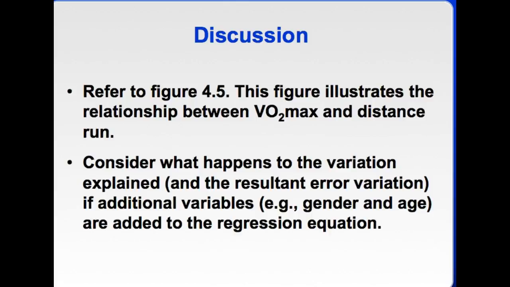The discussion. Refer to figure 4.5. This is in your book. This figure illustrates the relationship between your VO2 max and distance run. Consider what happens to the variation explained and the resultant error variation if additional variables such as gender and age are added to the regression equation.